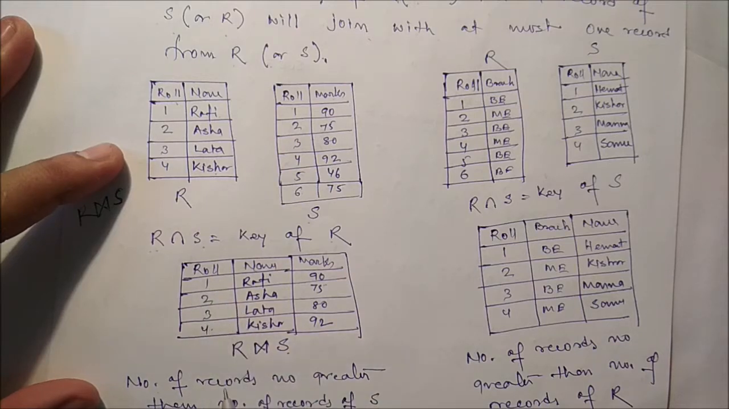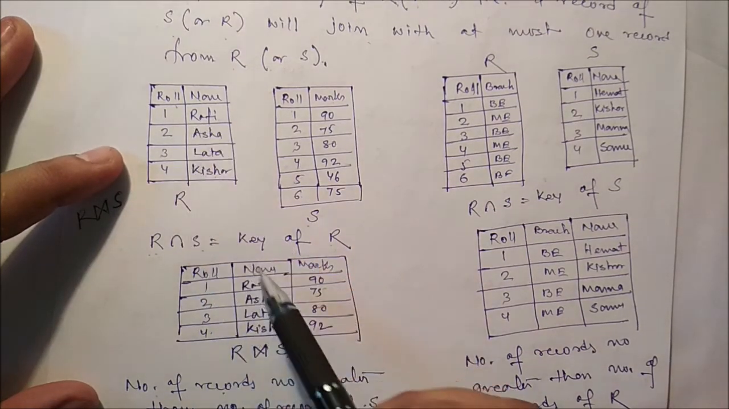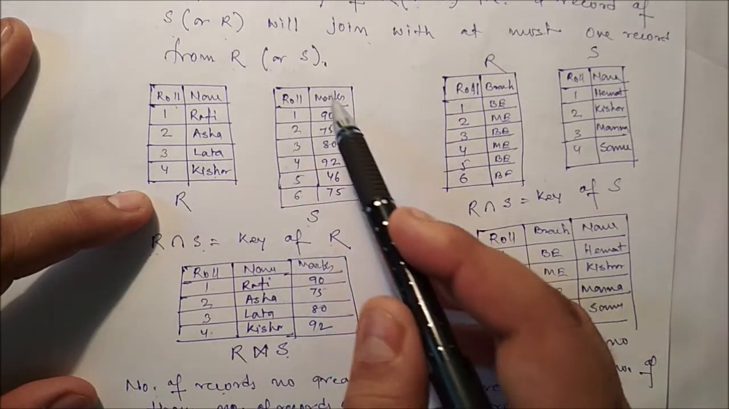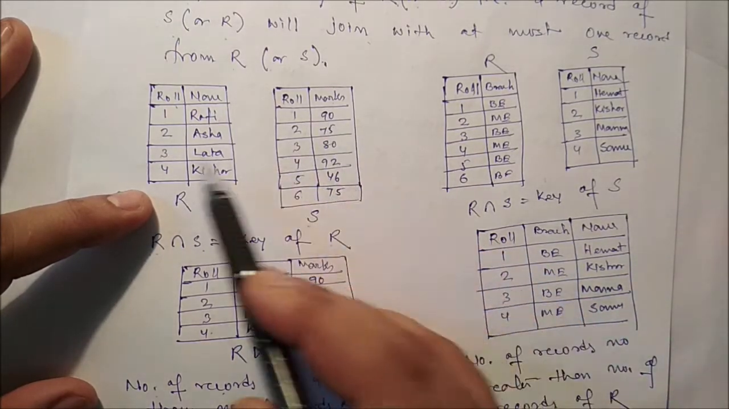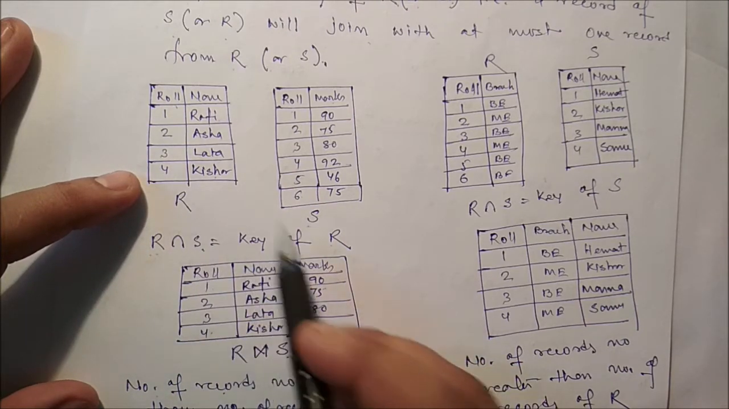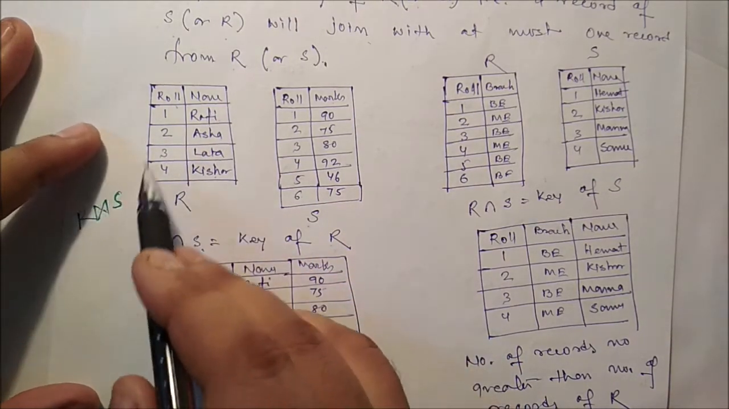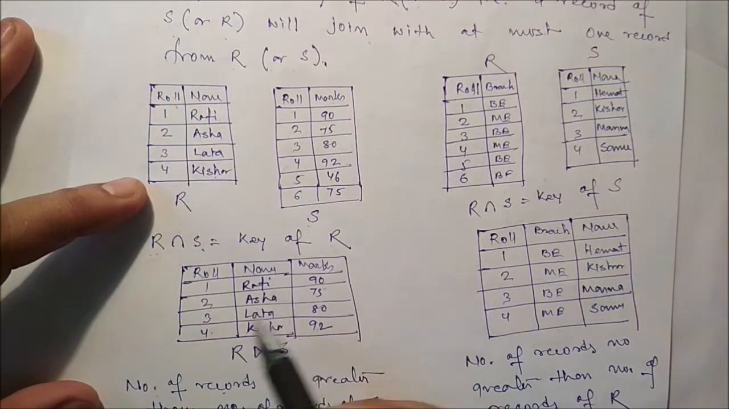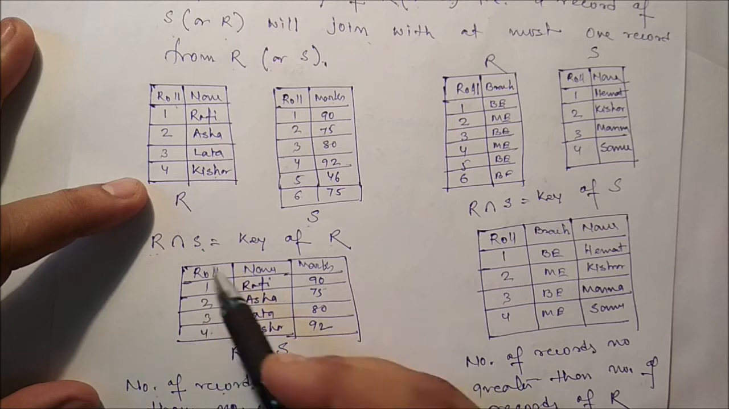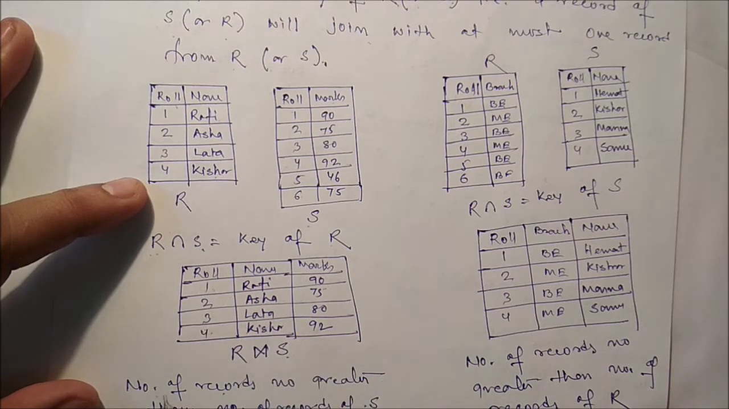So the number of records is no greater than the number of records of S. What will be the number of records? It will be based on the size of S, so we have taken the maximum size of the table. If you compare these two tables, R intersection S is the key of R. This is the R roll number: 1, 2, 3, 4, 1, 2, 3, 4. So this is nothing but the key of R. What we can estimate is that the number of records is no greater than the number of records of S.